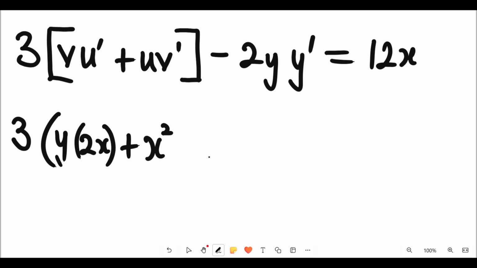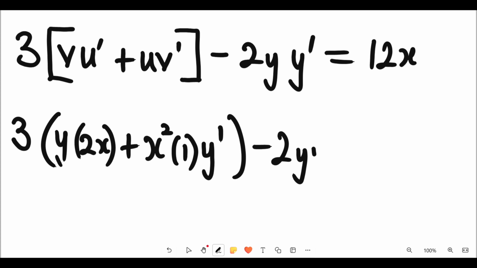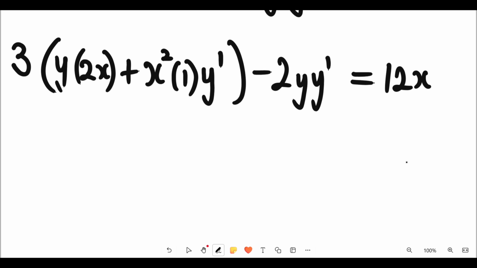We know our v to be y. So you differentiate y, you get 1. But because we are differentiating the dependent variable, you multiply the result by dy/dx. Then you close the bracket nicely. Minus 2y multiplying y prime is equal to 12x.